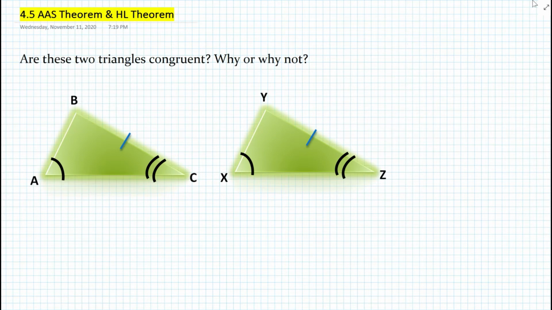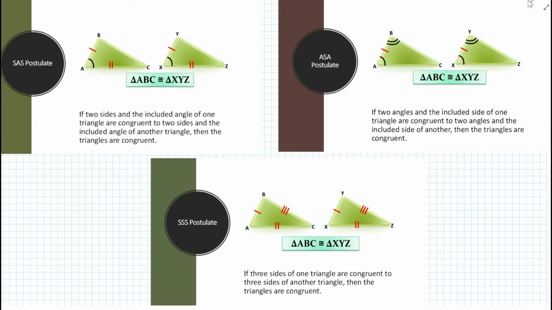Why or why not? So now we want to think about all the postulates that we have available if we can somehow prove these two triangles congruent or not. In one of our previous videos, we learned that there are three postulates to prove triangles congruent, namely the SAS postulate, the ASA postulate, and the SSS postulate. So for our problem, it seems like we might use the ASA postulate.